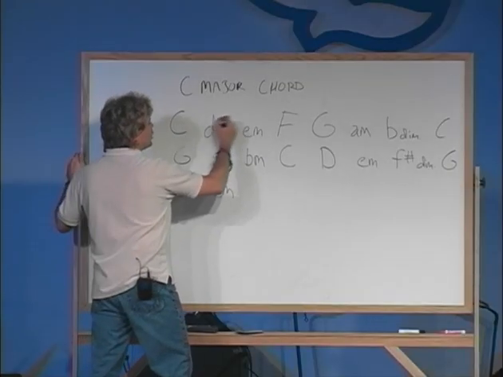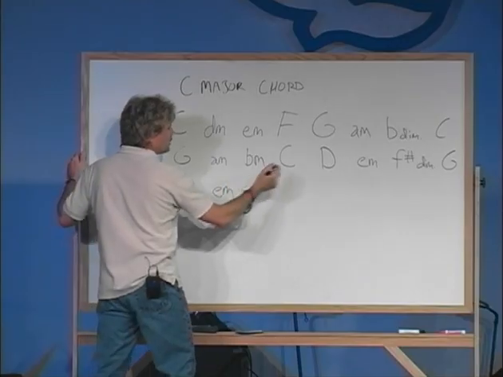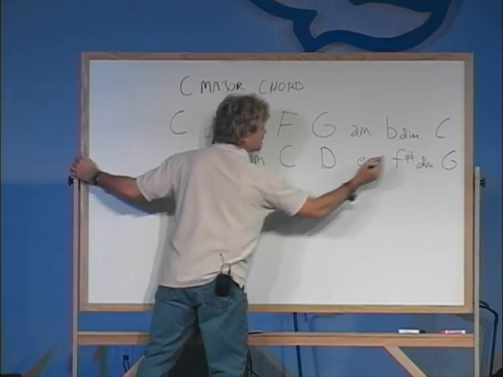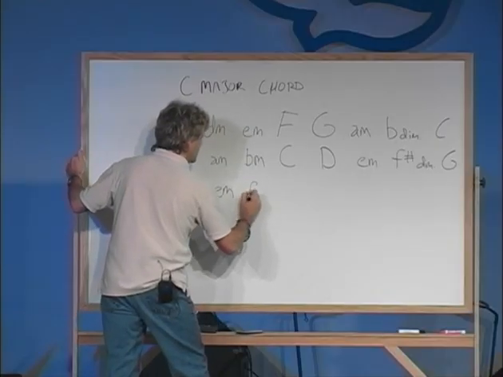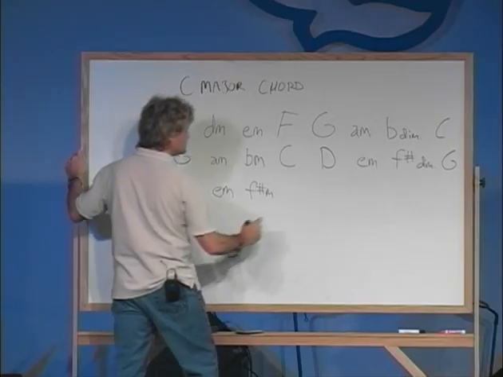And again, this has to be a whole step from D to E, from A to B. E to F is a half step, but we need a whole step. So we sharp the F, and it will be F sharp minor in the key of D major.